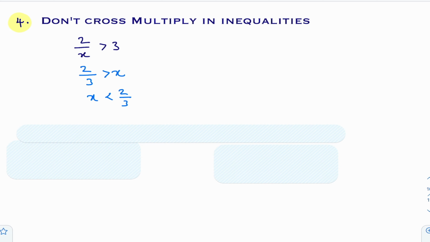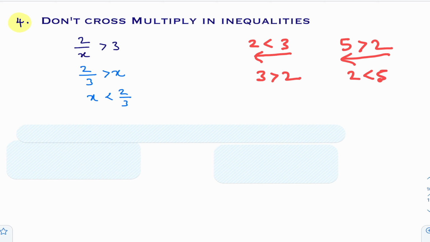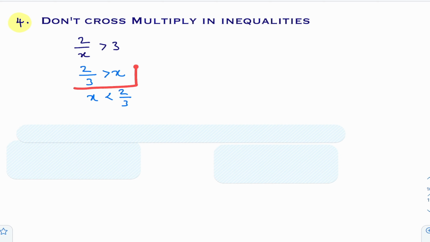I have written it in reverse order. For example, 2 is less than 3. That means 2 is smaller than 3. When I write this in reverse order, 3 is obviously greater than 2. I hope you are understanding. This can be understood easily. Suppose 5 is greater than 2. When I write the reverse order, the inequality changes: 2 is less than 5.